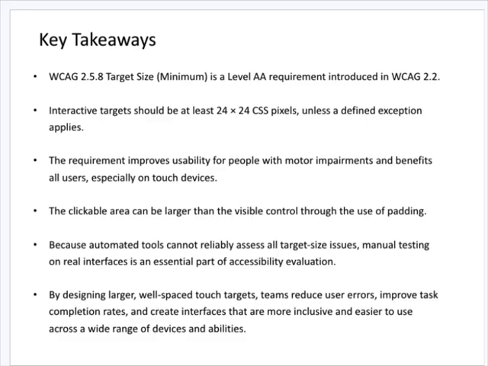Because automated tools cannot reliably assess all target size issues, manual testing on real interfaces is an essential part of accessibility evaluation. And last but not the least, by designing larger, well-spaced touch targets, teams reduce user errors, improve task completion rates, and create interfaces that are more inclusive and easier to use across a wide range of devices and abilities.